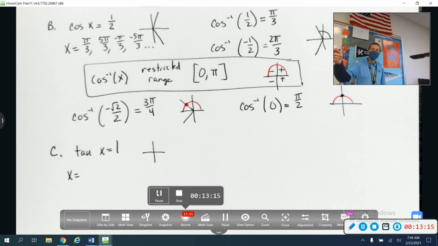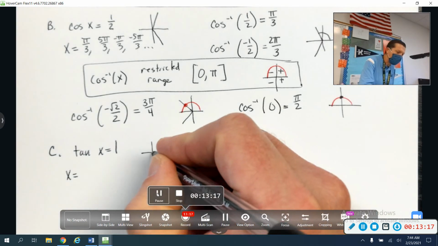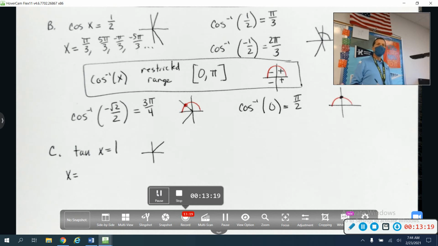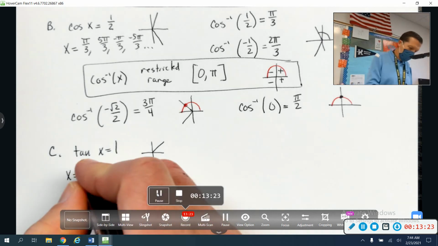It is the middle one. That's a good way to think of it. That's a great way to think of it. What's the middle one in terms of radians? Pi over 4.